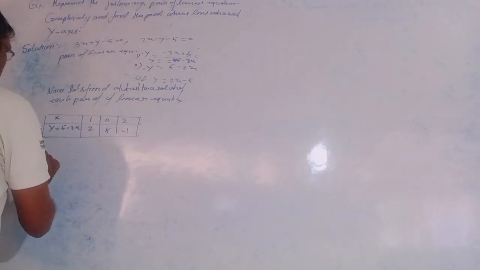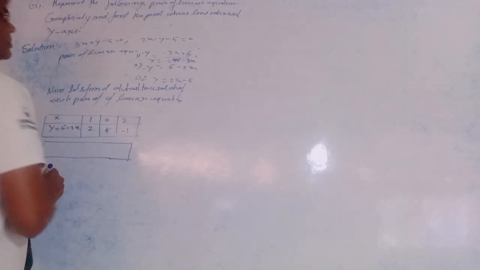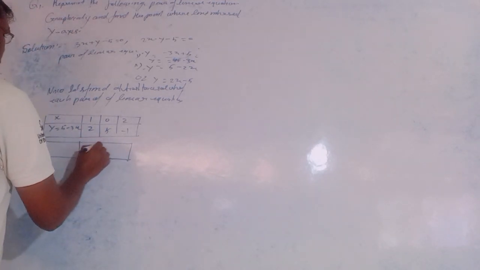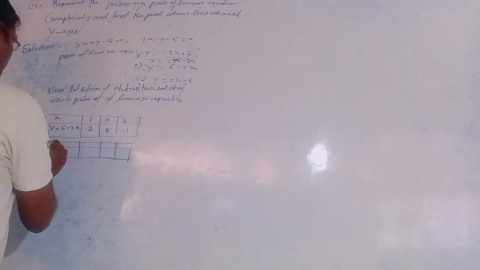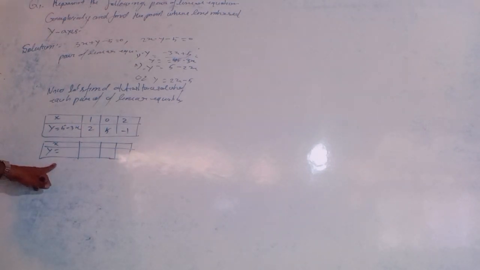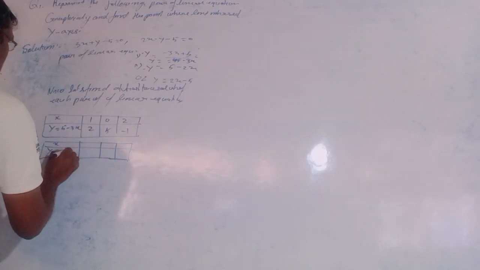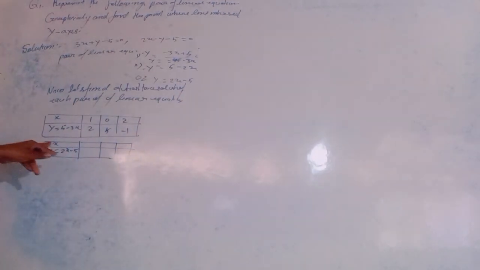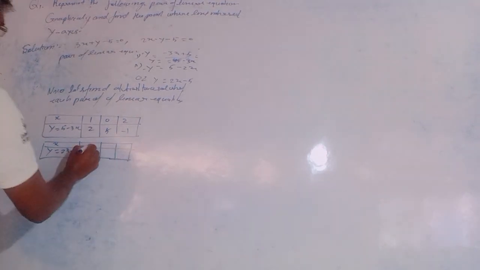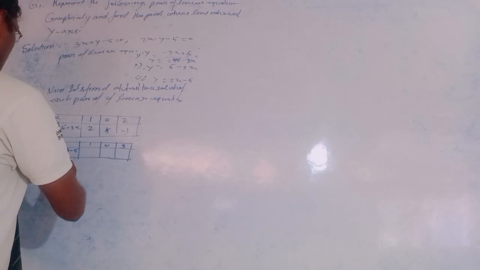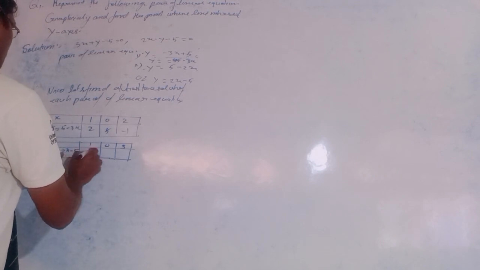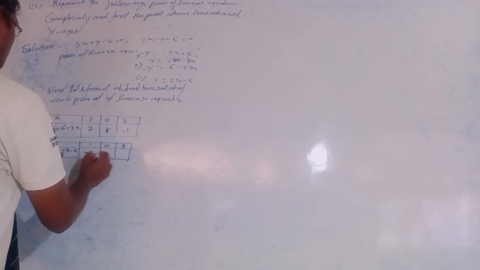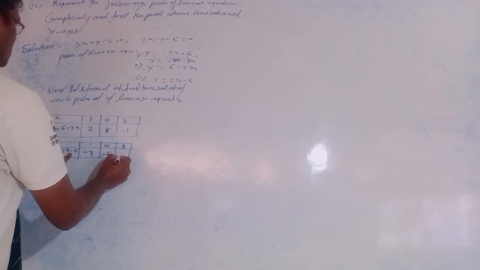Now the second linear equation, y is equal to 2x minus 5. Suppose we take x values 1, 0 and 3. For x equal to 1, y is minus 3. For x equal to 0, y is minus 5. For x equal to 3, 2 times 3 is 6, minus 5 gives 1.